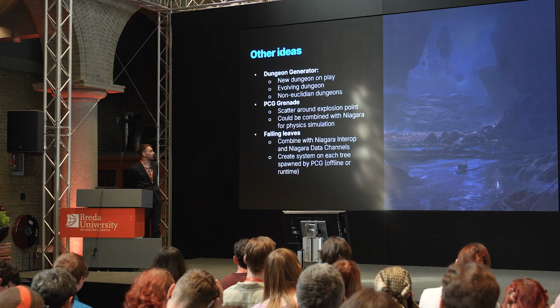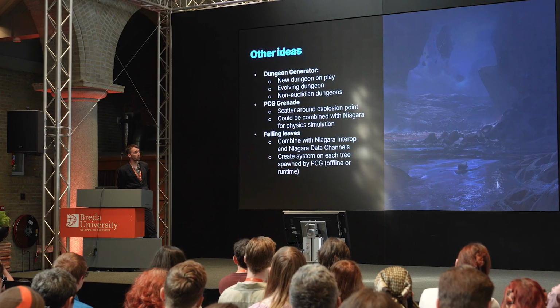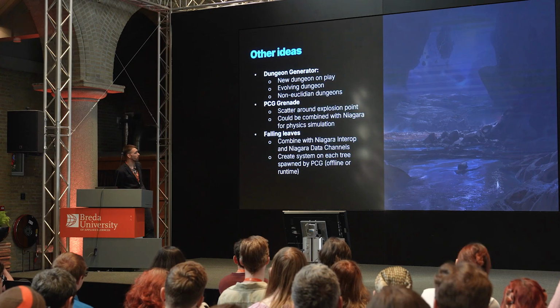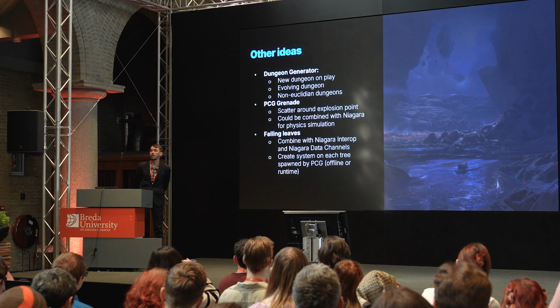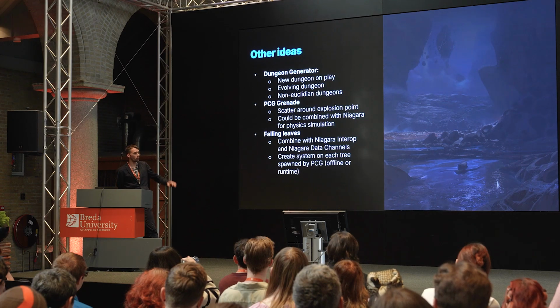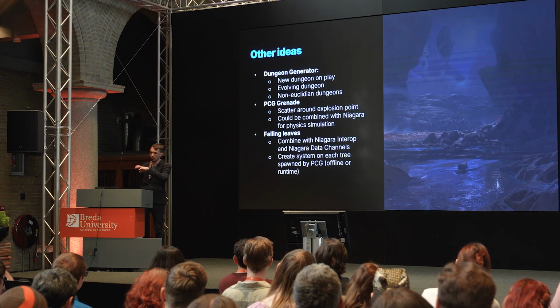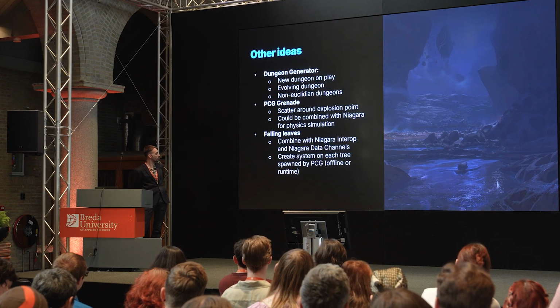Another possibility could be a PCG grenade, where you just throw a grenade, and then at the explosion point you just scatter points and spawn meshes or whatever. It could also be combined with Niagara or chaos physics, so that you let the particles settle on the ground, and then at the places where they settle, you can just spawn stuff.